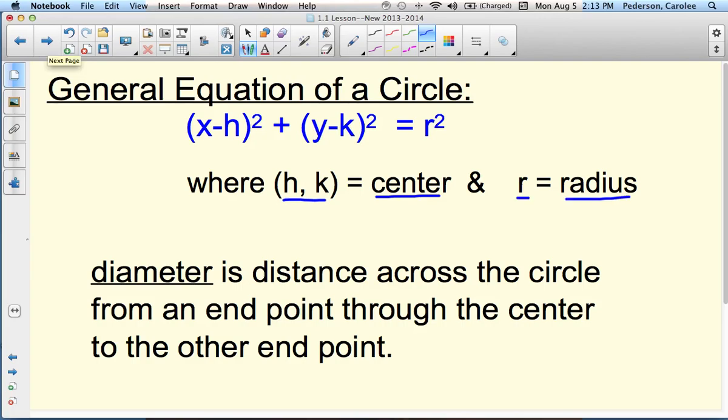One other thing to remember when you think of the diameter, it's the distance across the circle from one endpoint through the center to the other endpoint.